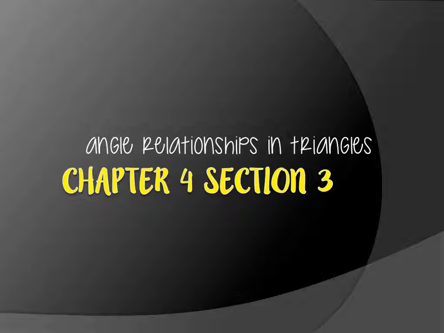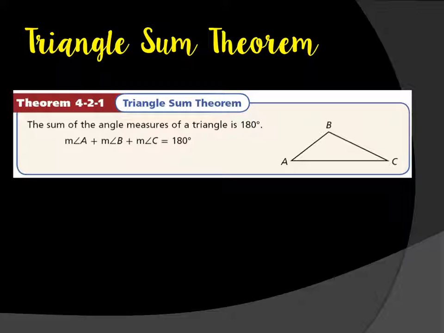So 4-3 is called angle relationships in triangles. Now we're talking about triangles and all the things that happen to the angles on the inside or the outside of a triangle. First one, again, get to feel super smart because this is stuff you already know. The triangle sum theorem says the sum of the angles of a triangle add up to 180 degrees. So in this triangle, angle A plus angle B plus angle C would equal 180 degrees. That's called the triangle sum theorem. So it has a name.